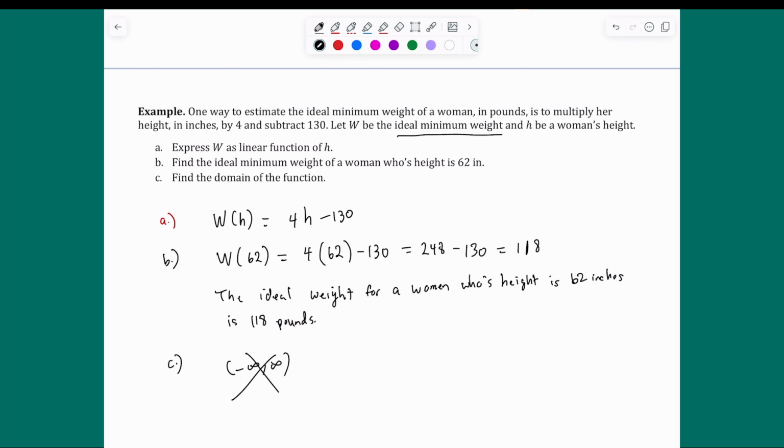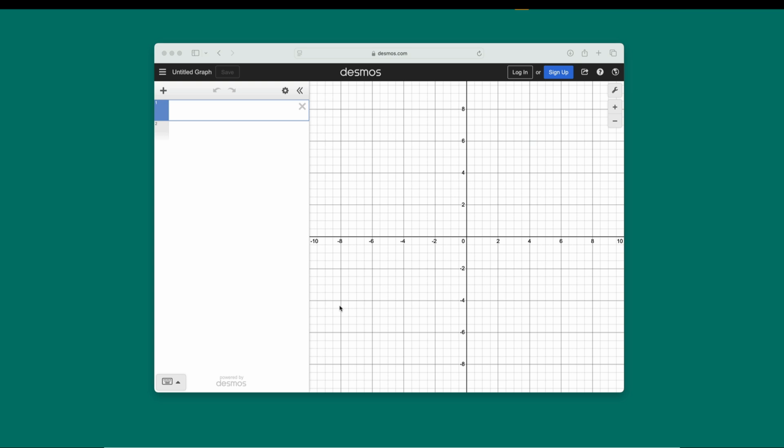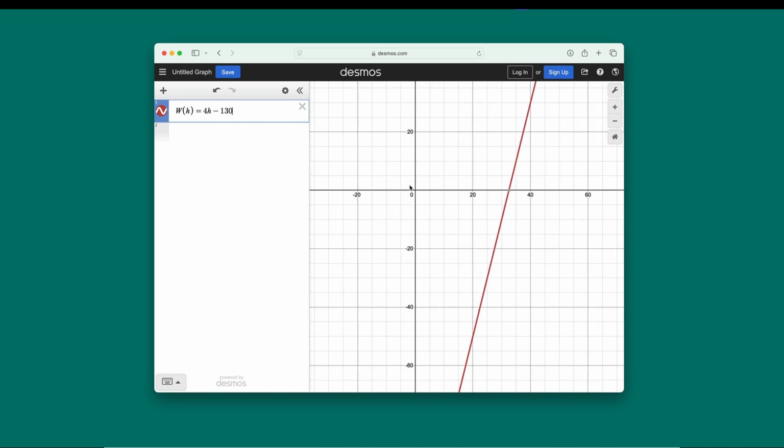And let's go ahead and use Desmos to graph this function. All right, so let's plug in our function. So W of H equals 4H minus 130. Okay, so by default, it's not going to be shown here just because it's out of our window. So I'm going to zoom out, and there we go. We see it there. And if you notice, the y values or outputs that are negative don't make any sense.